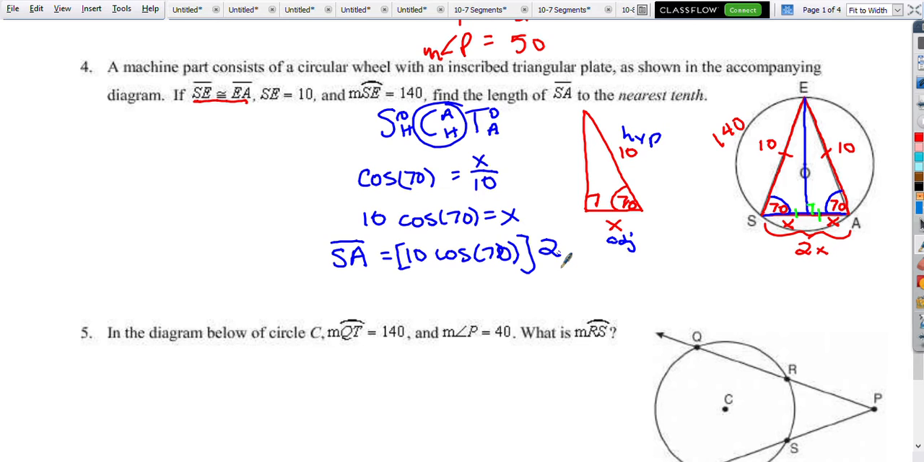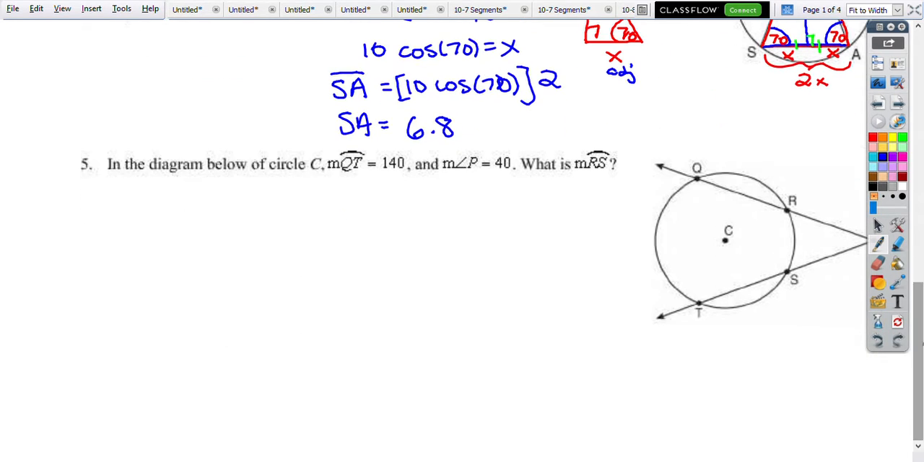So grab a calculator. 10 cosine 70 is 3.4202. We double it, and then we're going to round to the nearest tenth, and this should be 6.8 for that answer. Okay? Number 5, we have arc QT, which measures 140 degrees.